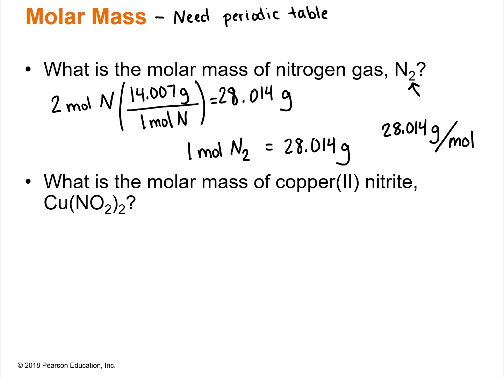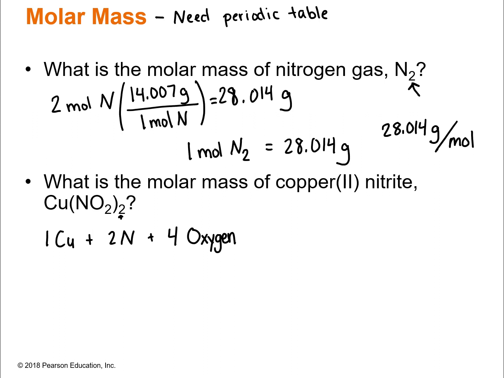What is the molar mass of copper 2 nitrite? So we've definitely got a little bit more complicated compound here. We've got 1 copper, and then we've got 2 nitrogens. So let's write this out. 1 copper plus 2 nitrogens plus 4 oxygens. Remember, this 2 here means that I multiply everything in the parentheses by 2. That's how we got 2 nitrogens and 4 oxygens. I'm going to write out oxygen here so it's not confused as a 0.